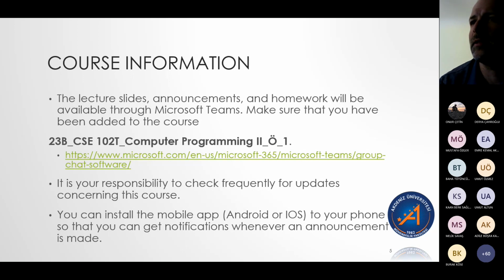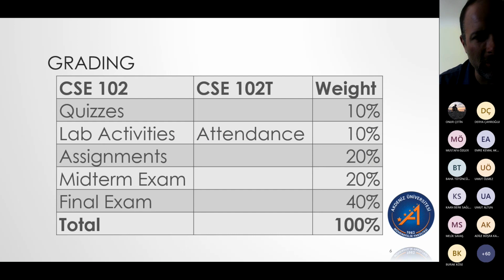All right, let's see. Moving on. Grading. Okay, so there's only really one difference between the two, and that is that the 102 course, which again is the very few of you, there is a lab component to that. For those of you in the 102T course, the lab is a separate course, so I won't include that as part of your grade here, but we will have an attendance grade for you here. Okay, but all of you will have quizzes, all of you will have assignments, there will be a midterm exam and a final exam.